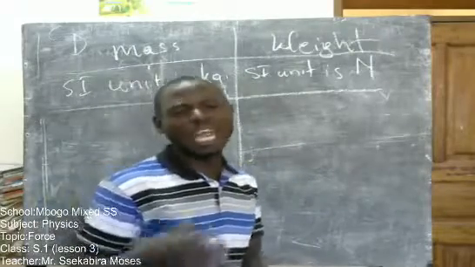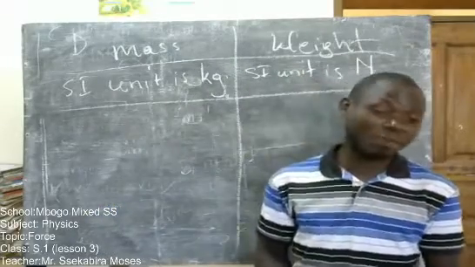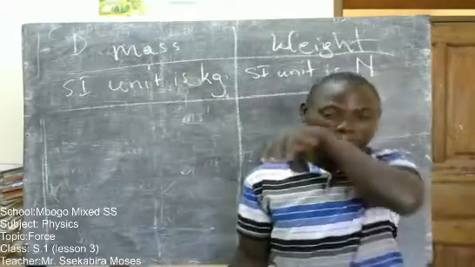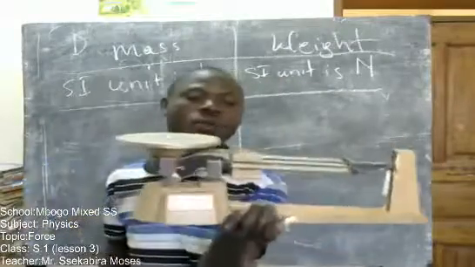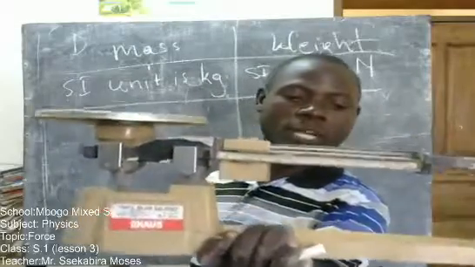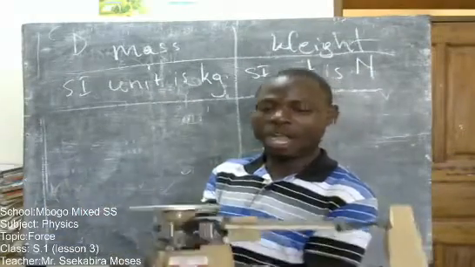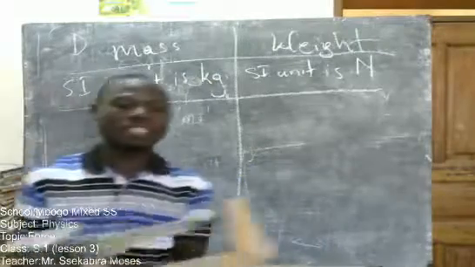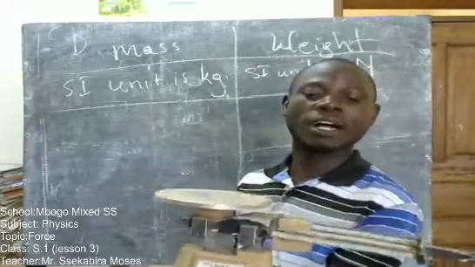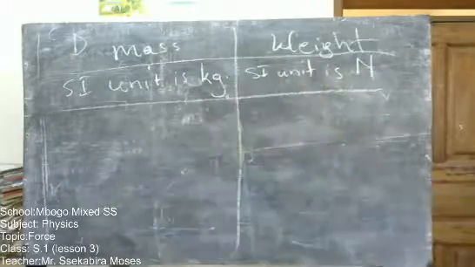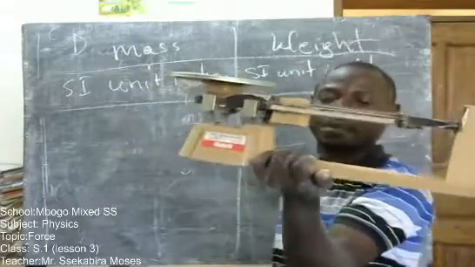Then another response which I got from you. Another one said that we can differentiate between mass and weight using the instruments which are used for measuring mass. So I have the instrument here. What is the name of this instrument? Good. One has said it is a beam balance. What do we use this instrument for? Which one does it measure, mass or weight? It is used to measure mass.